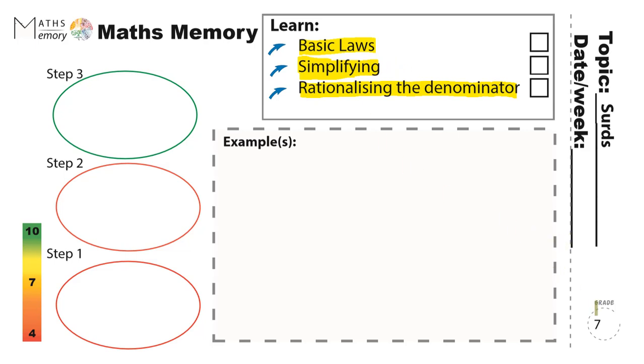So this is a grade 7. The later ones get to grade 8. The topic is called Surds. This is week 14 on our silver topic list.